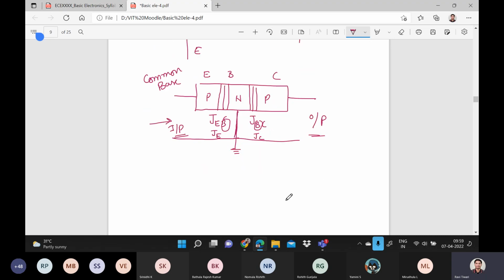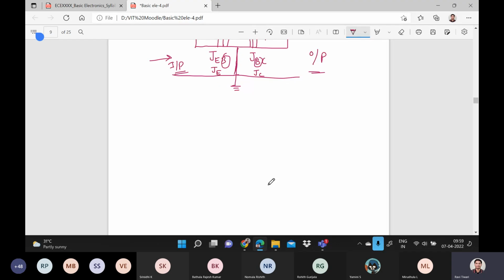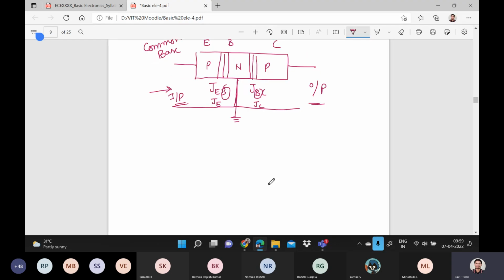Okay. Now, of course, we should provide some biasing. That biasing means what? Provide the external input for the operation. Now we will see the procedure and the operation of the circuit. So now I'm drawing the same PNP transistor. This is a PNP transistor, and in between them you will get junctions.